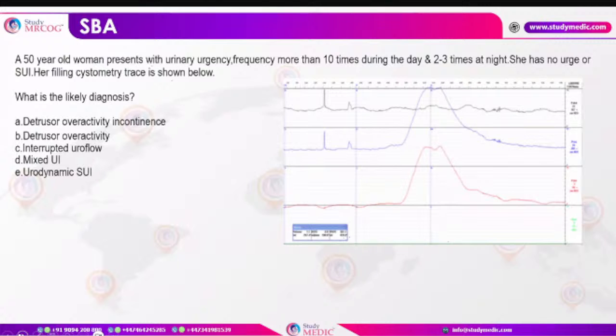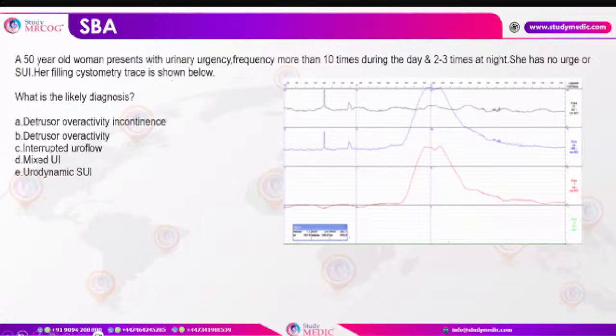urinary incontinence and how you are going to interpret the urodynamic graphs. Let us see a typical question that might appear in your exams. You have this 50-year-old woman who presents with urinary urgency. She has frequency more than 10 times during the day, 2 to 3 times at night, no urge incontinence or SUI. A filling cystometry is done and the graph is shown below. So what is your diagnosis from this?